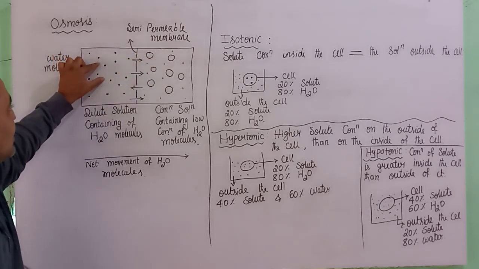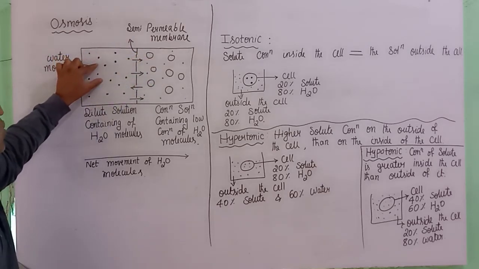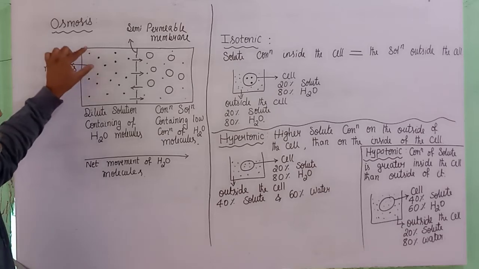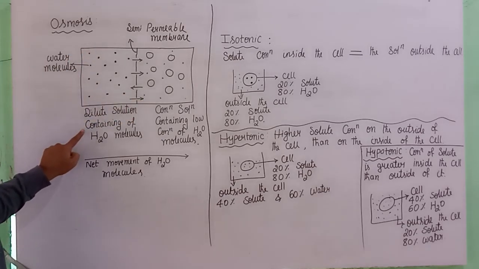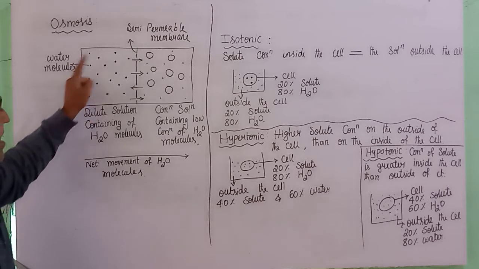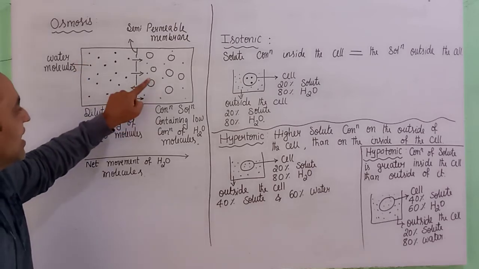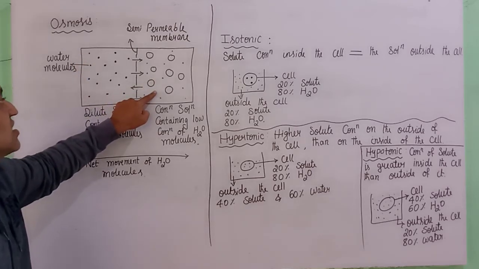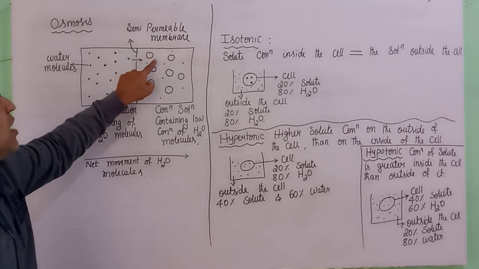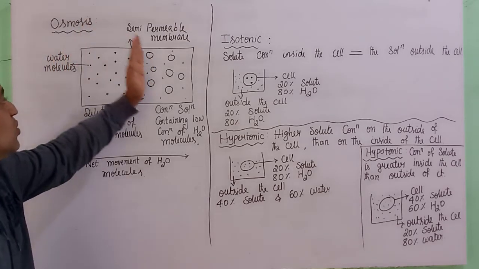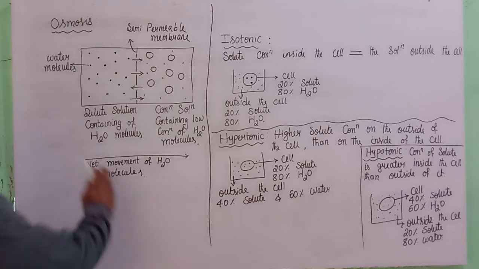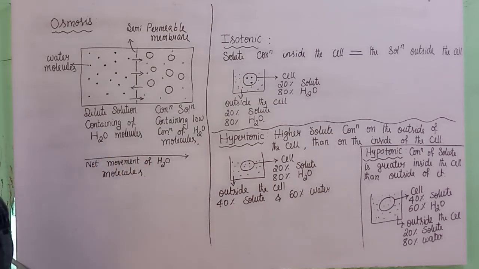Lower concentrated means the solute concentration is lesser and the solvent concentration is more, meaning a dilute solution contains more water molecules, whereas a concentrated solution contains fewer water molecules but contains solute molecules also. That's why the water molecules flow from dilute solution to concentrated solution. Here you can see the net movement of water molecules.